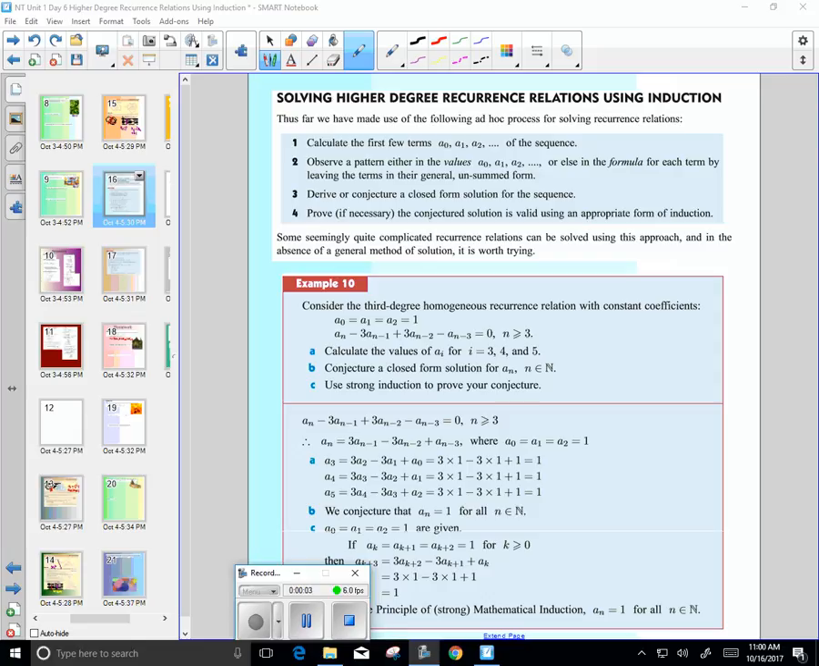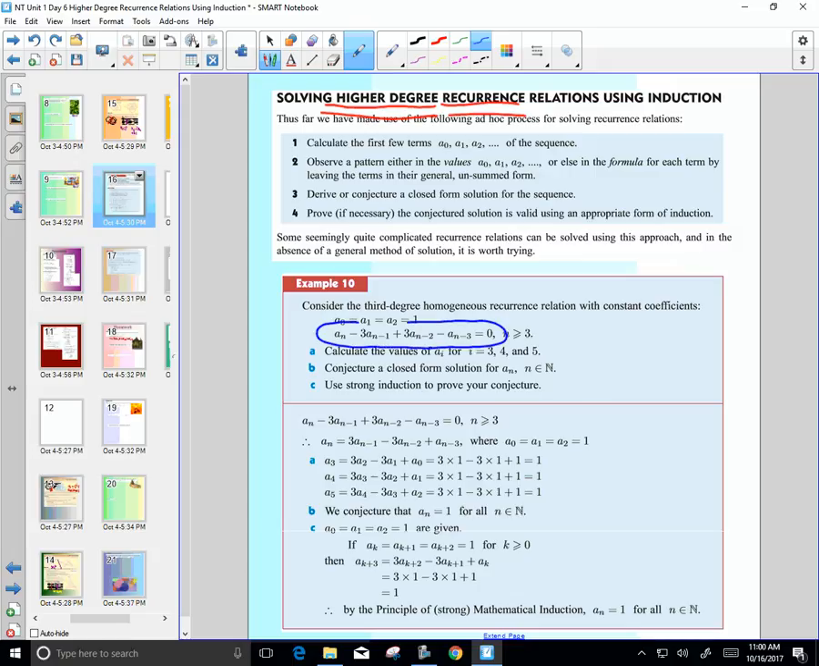So the goal here is to bring you to a higher degree of recurrence other than a of n equals a of n minus 1 and something. That's just a degree 1. But what if we wanted to take you to a degree like 4 or 5? Well, you can do that. And just a quick reminder, if you ever see a recurrence equation like this, make sure you solve for a of n. Okay, and then you can take it from there.